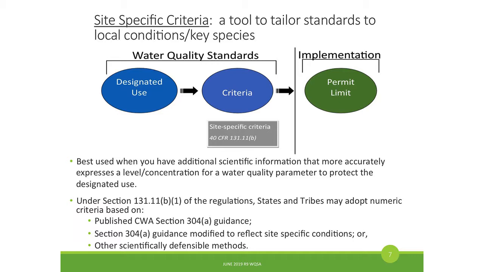So site-specific criteria, you heard about on Tuesday. They're really a tool to tailor standards to local conditions or to key species. And they're best used when you have additional scientific information that more accurately expresses a level or a criterion for a water quality parameter to best protect the designated use. So these could either be more or less stringent than the basic underlying criterion.